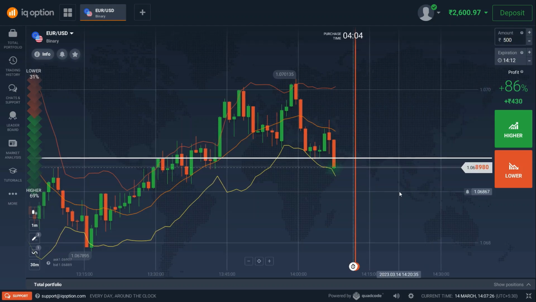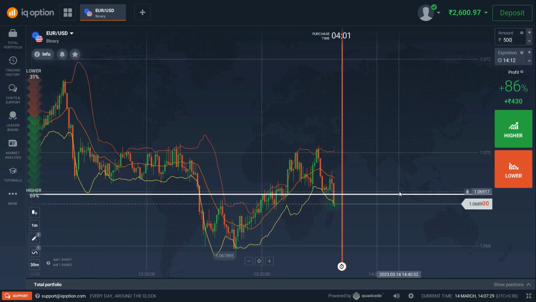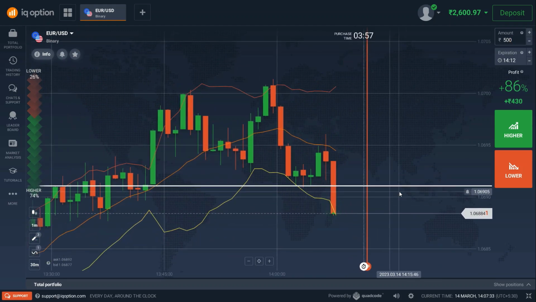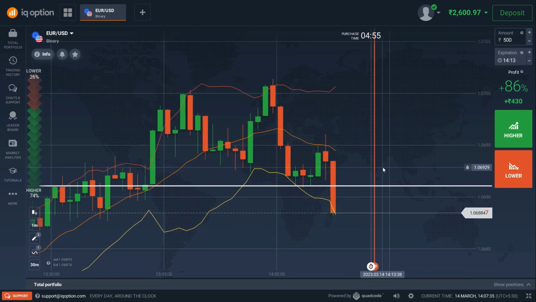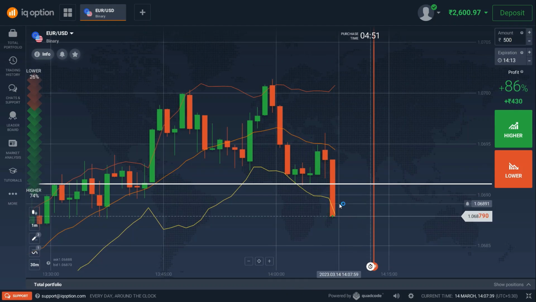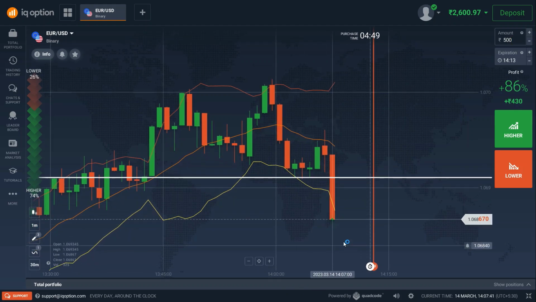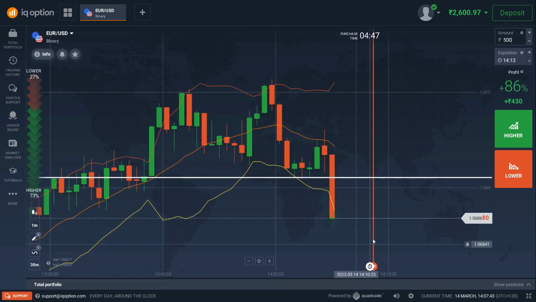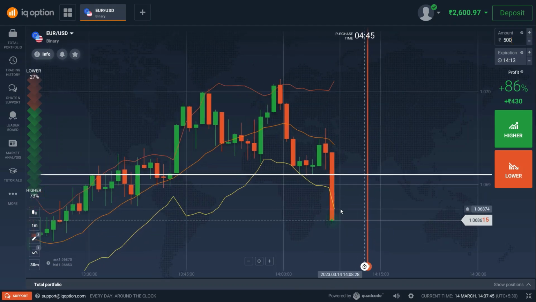$500, and yes, we do have an opportunity here to take a trade in the downward direction. You can see the market is breaking down very strongly. This is a strong breakout, and I believe it's not a good position to enter for a 5-minute trade.